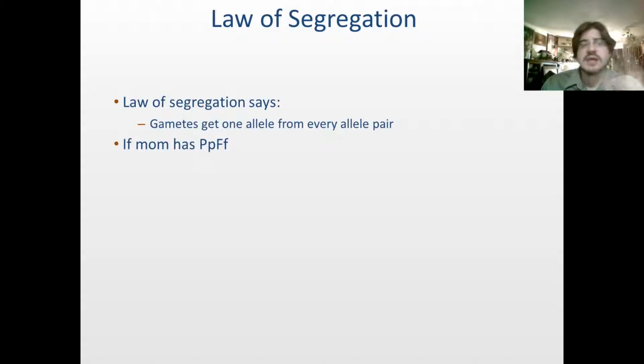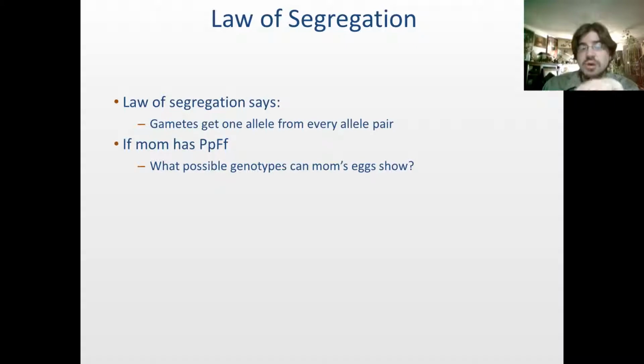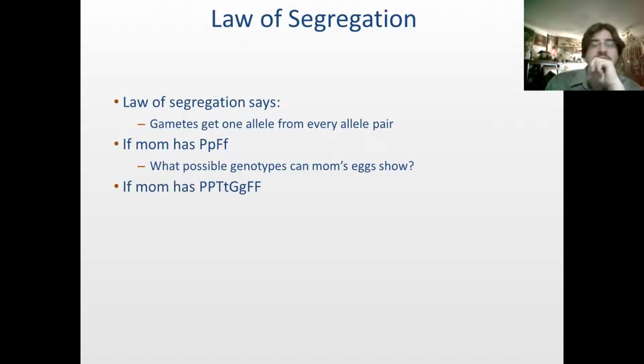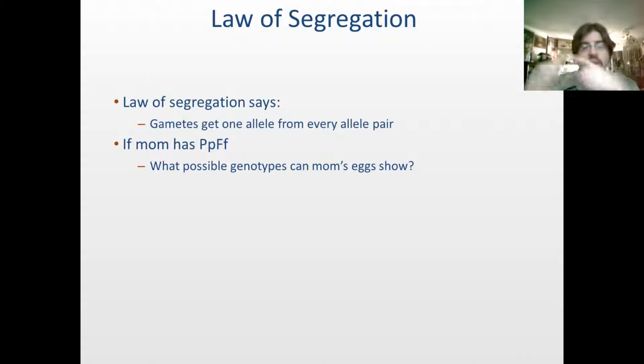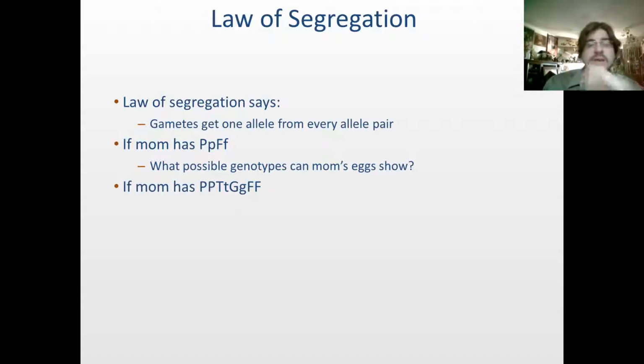If mom is heterozygous for the trait or character represented by P and the character represented by F, what possible genotypes can mom's eggs show? Well, each of her gametes will get one allele from the character represented by P and one allele from the character represented by F. So she could be capital P, capital F; capital P, lowercase f; lowercase p, capital F; and lowercase p, lowercase f. Let's take it a step further.